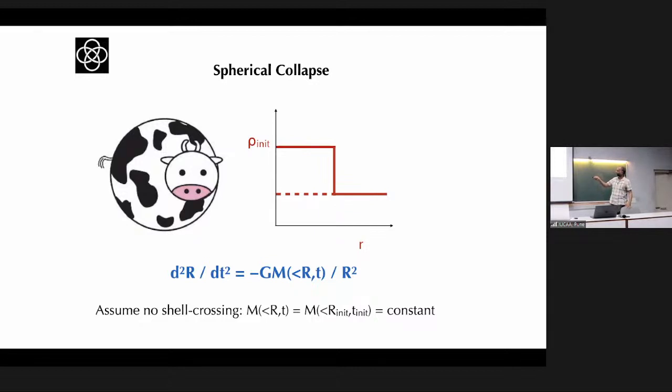So I literally have Newton's law. I have d²R/dt² is proportional to minus 1 by R squared. I have to solve this. When was the first time that you came across this equation and solved it?